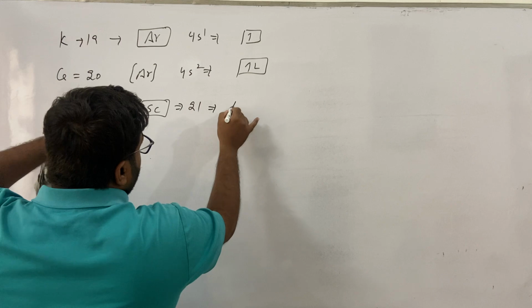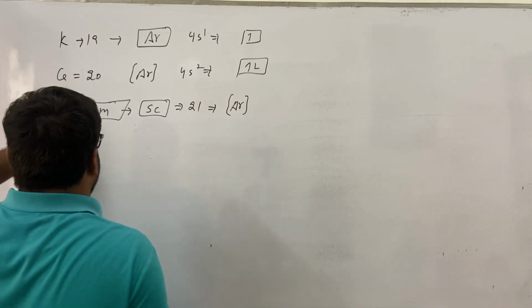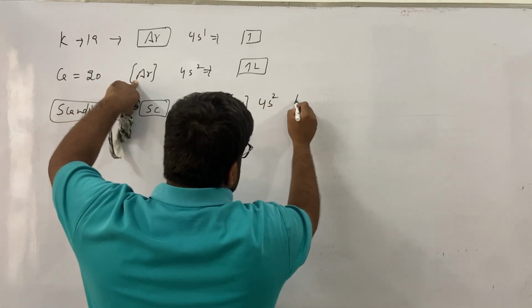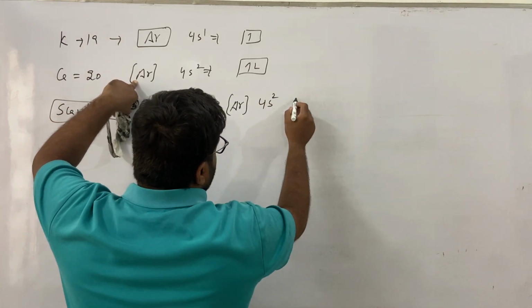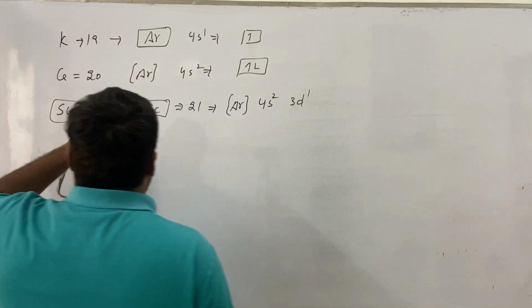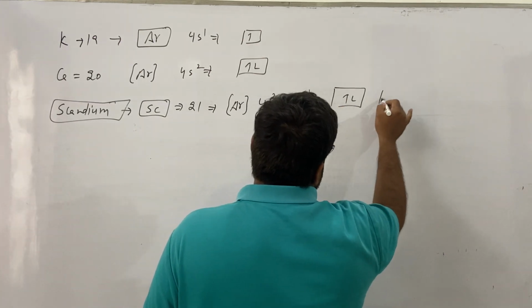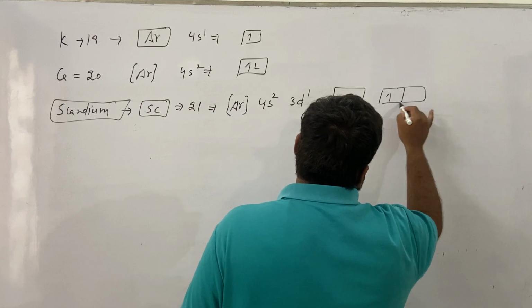Up to argon there are 18. So the next shell is 4s. 4s2 is totally filled and the next shell is D. The 21st electron will be in the D shell. So we can write it as 4s2 and 3d1.